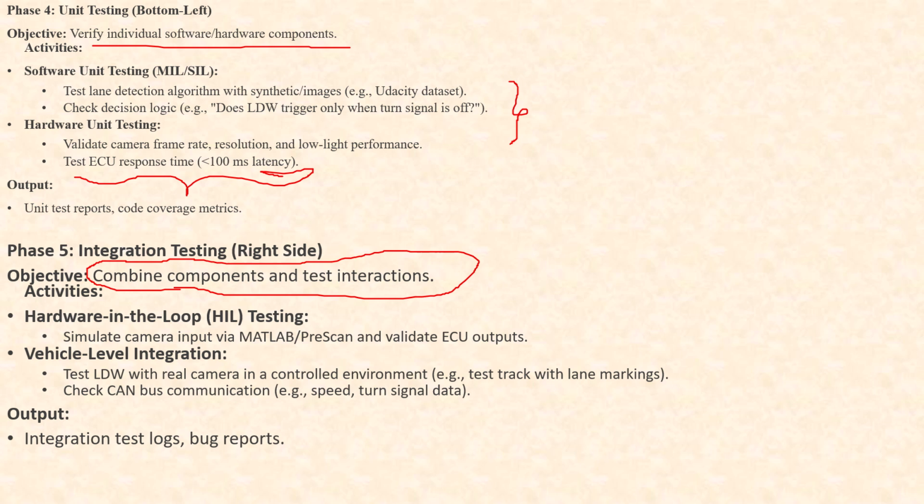Next comes the vehicle level integration. Now test the actual LDW with real camera in controlled environment. Test track lane with lane markings. Check CAN bus communication, speed, turn signal data, and integration test logs, bug reports. All these things are the actual outputs of this particular integration testing and also the unit testing. Unit test also has, as I mentioned here, unit test reports, code coverage metrics. All these things are output of the unit testing.